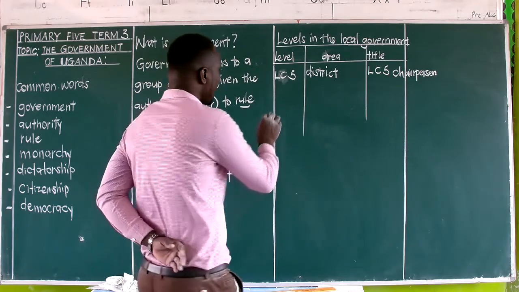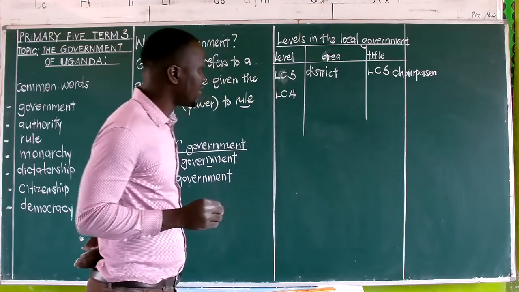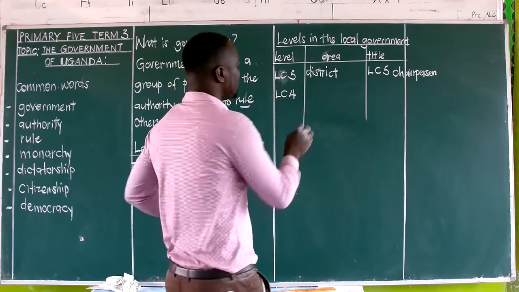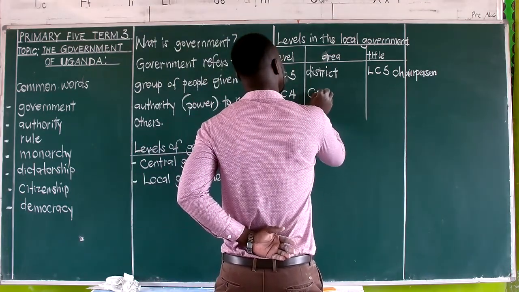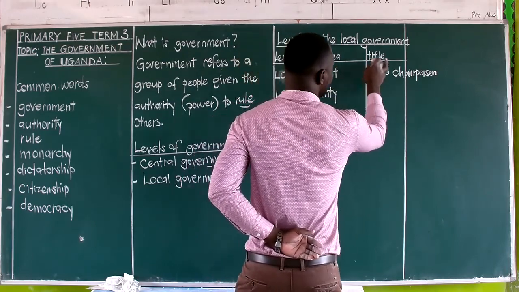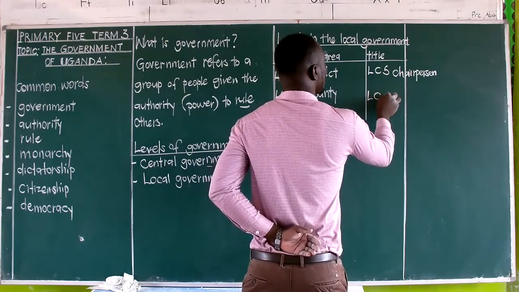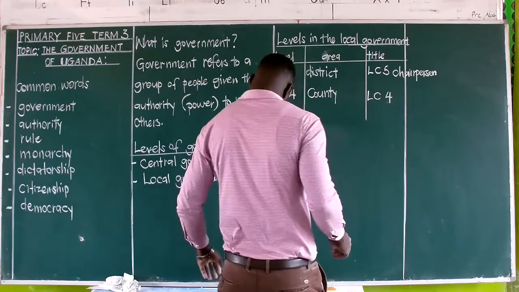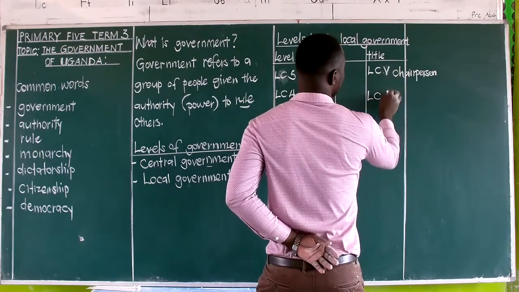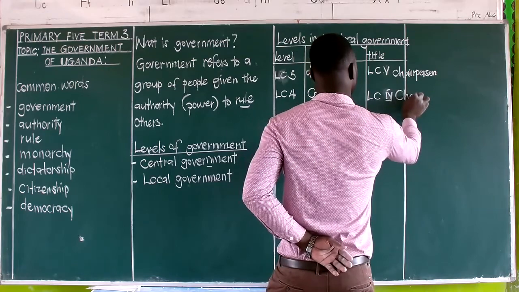Next we have local council 4. As the other one was for the district, the local council 4 is for the area that we call a county. The title given to that person is the local council 4 chairperson. Sometimes we don't use this, and you will find we shall write like this: local council 4 chairperson.